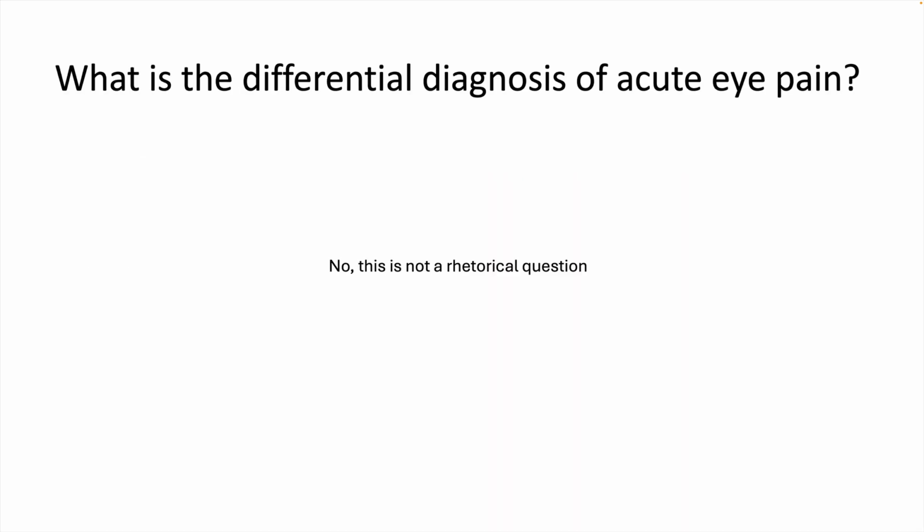What is the differential diagnosis of acute eye pain? This is not a rhetorical question. Take 30 seconds and write down all of the conditions that cause eye pain that you can think of. Pause the video while you write them down.